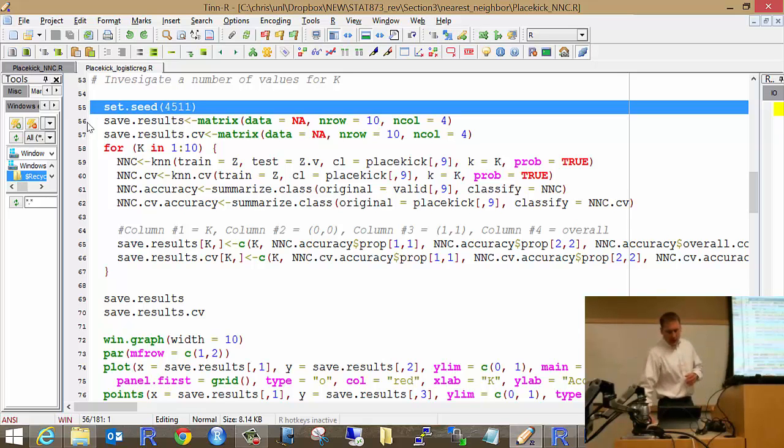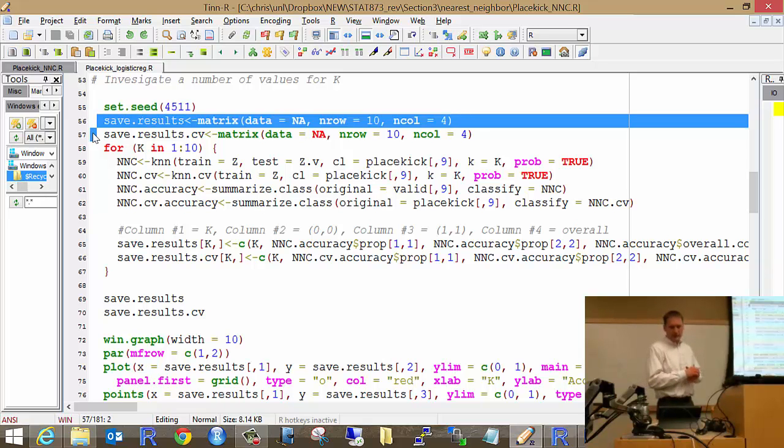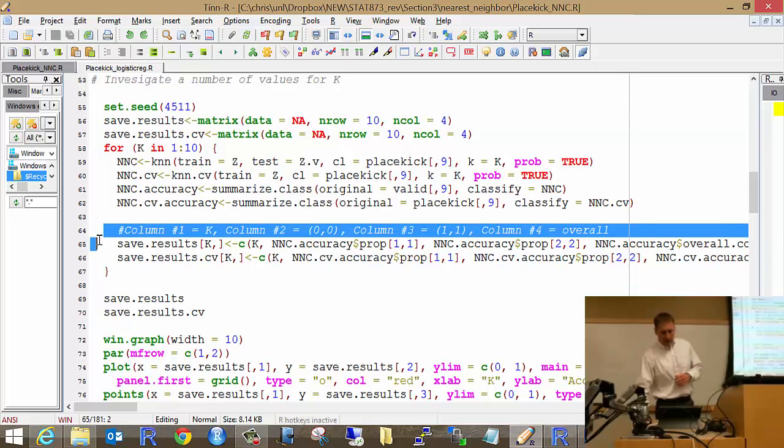Then, I'm going to create an object called save.results. It's going to have 10 rows, 4 columns to it. The 10 rows correspond to my 10 different values of k that I'm interested in. The 4 columns are going to correspond to, and I have it typed here, column 1 is going to be the corresponding value of k. So I'm going to put the value of k in column 1. Column 2, I'm going to put the correct classification rate for the failed place kicks. Column 3 is going to be the correct classification rate for the successful place kicks, and column 4 is going to be the overall correct classification rate.